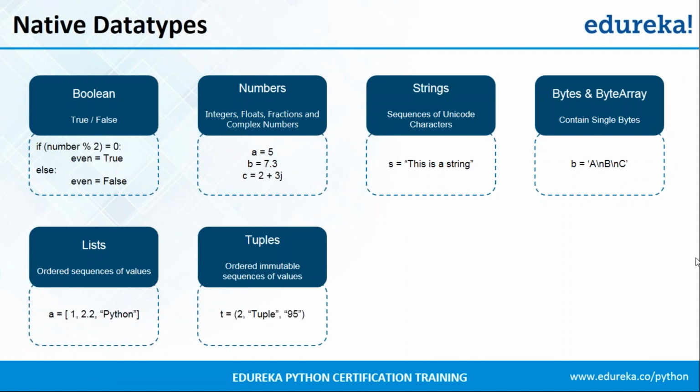Okay, so Monica is asking, can we store different data types in one list? Yes, of course, we can store any kind of data type in one list. You can see the example here. It is storing an integer, like these are numbers here, 2.2 is a float, and Python is a string. So we can store different kinds of data types in one list. So you've got your answer, Monica?